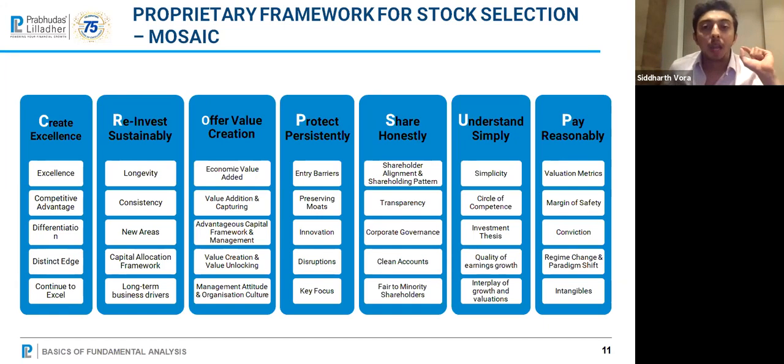Understand simply मतलब मैं पैसा क्यों डाल रहा हूं, किसमें डाल रहा हूं, वो बिजनेस क्या है, क्या वो बिजनेस मुझे समझता है, क्या ये बिजनेस के रिस्क मुझे समझते हैं. अंडरस्टैंड सिंपली. जस्ट सिंपली ट्राई टू फॉर्म योर इन्वेस्टमेंट थीसिस एंड देन राइट दैट थीसिस.